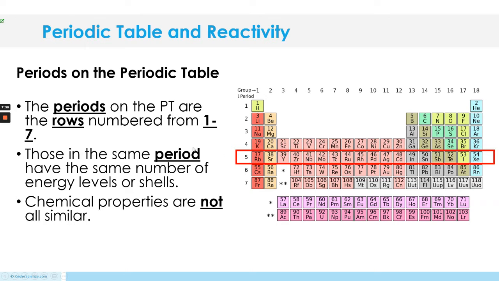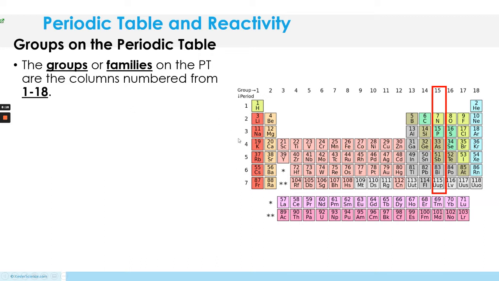Chemical properties are not similar. So rubidium is not necessarily the same as, I think that's strontium. I have no idea what Y is. I probably should have picked a higher one. It's not the same as xenon or iodine or tellurium, or I don't know what that one is actually. All right.